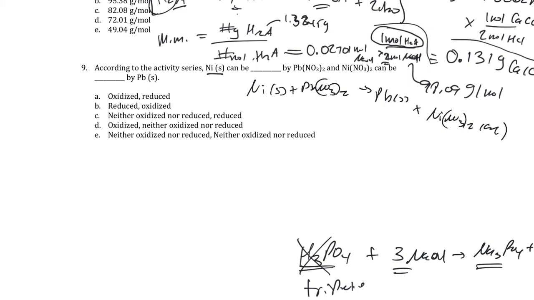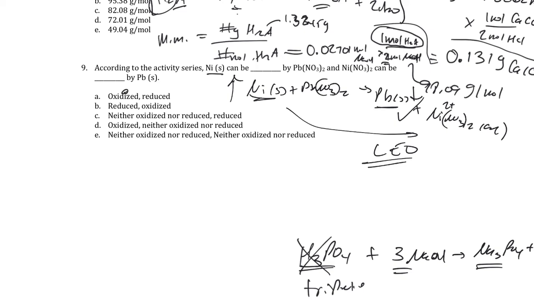And the question is, which one of these two metals is more reactive? Nickel has higher activity, lead has lower activity. So this is good, this reaction can take place. Nickel can lose electrons, going to nickel 2 plus. Losing electrons is oxidation, so nickel can be oxidized by lead nitrate.